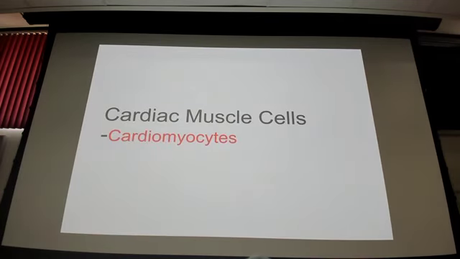So, cardiac muscle cells, also known as cardiomyocytes. I told you everything has to have 4 names. Here's the thing to remember about this. All of it. Sinoatrial cells, the conductive cells, AV bundle, Purkinje fibers, they are all cardiomyocytes. There is not a nerve tract within the heart.